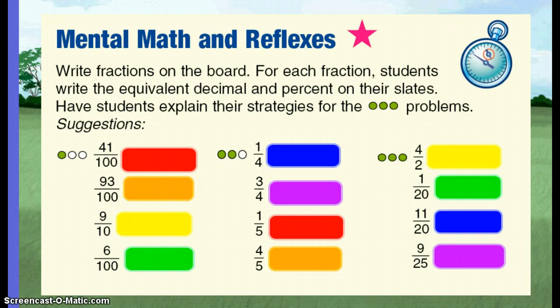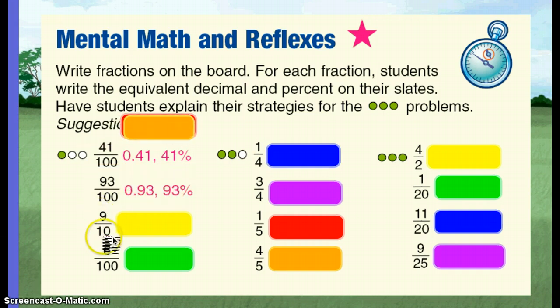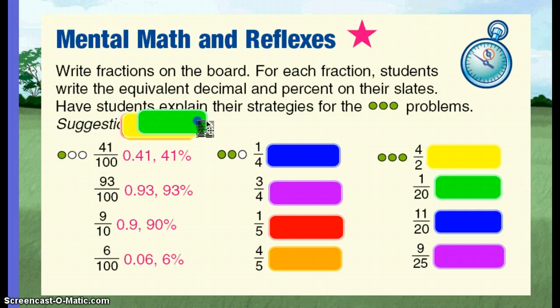Let's do a little mental math here first. Again, I want you to think of your answer as a percent and also as a decimal. So 41 hundredths, again, these should be easy because they have 100 on the bottom. 0.41 or 41%. 93 hundredths, well, 0.93 or 93%. 9 tenths, another easy one, 0.9 or 90%. 6 hundredths, remember I need 2 places past the decimal, so 0.06 or 6%.